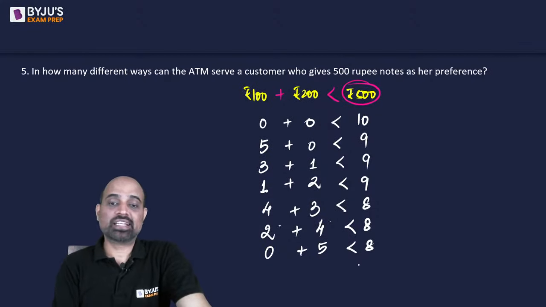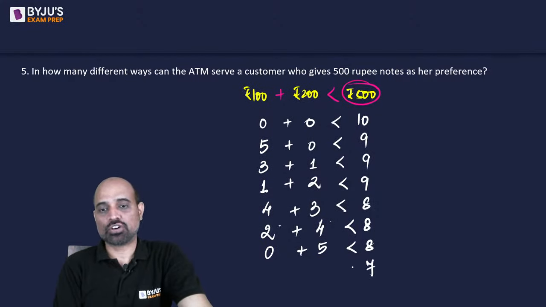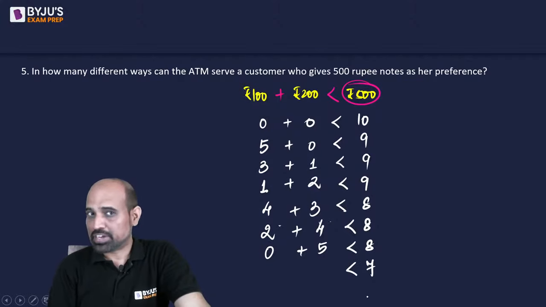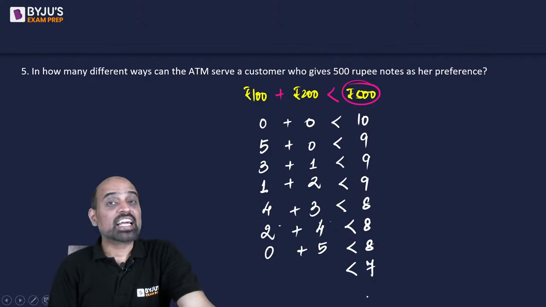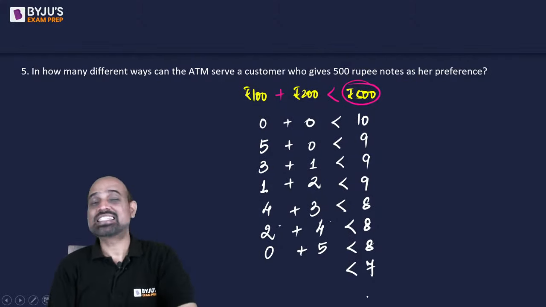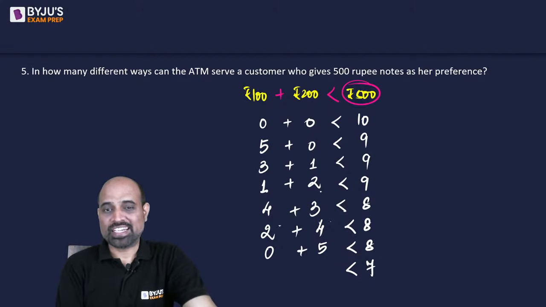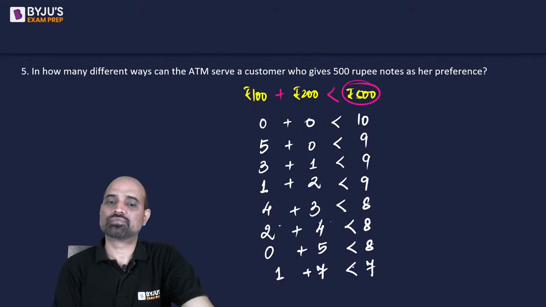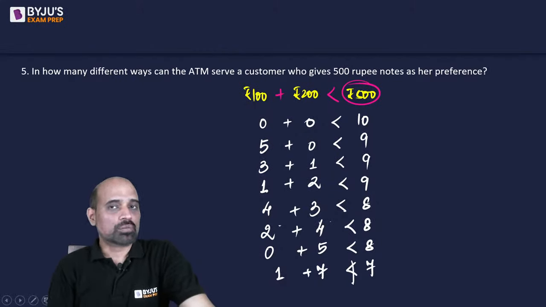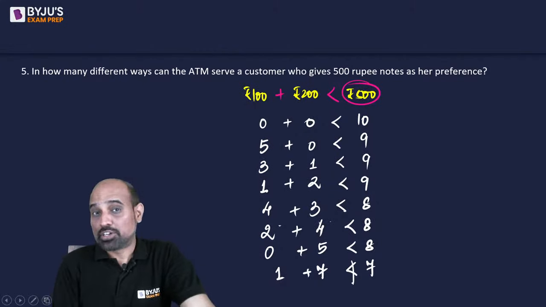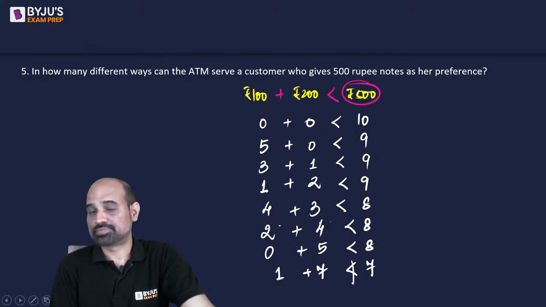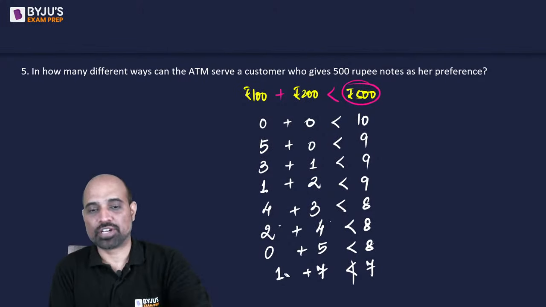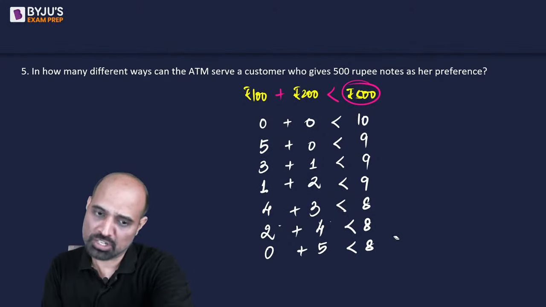Next possibility is, if we take 7 notes of 500, that is 3,500 rupees. Now I need another 1,500 with less than 7 notes. So even if I take 200 notes, I will have to take 7 notes and 1 more note, which will not fulfill the condition that the 500 rupee note is given as the preference, because the number of notes of 100 and 200 is 8. That is more than the 500 rupee notes, so 7 will not work. When 7 doesn't work, anything below it won't work either.